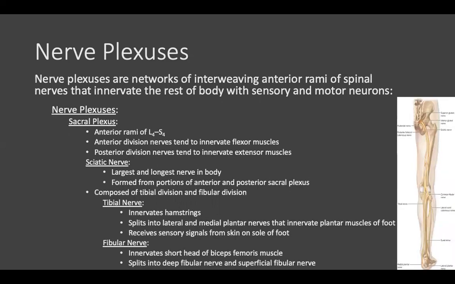Your sacral plexus would be the fourth one that we have. That's going to be the very last plexus that we have. And this one will give rise to lower parts of the leg, so now tibial and fibular areas. And that will basically give rise to what we call the sciatic nerve. And the sciatic nerve is the longest nerve within the body. And that's formed from portions of anterior and posterior sacral plexuses.